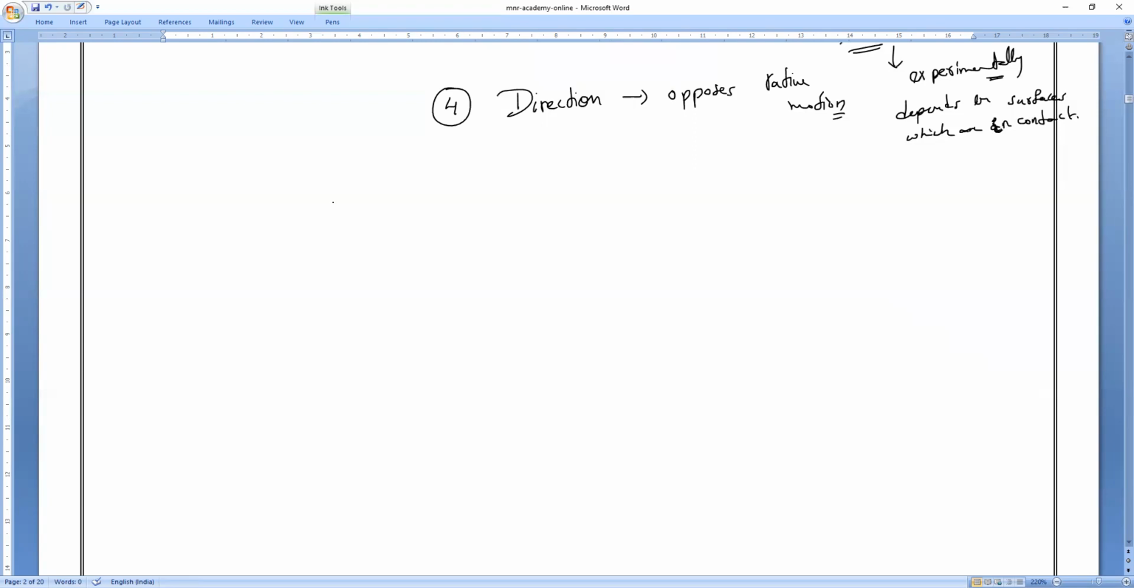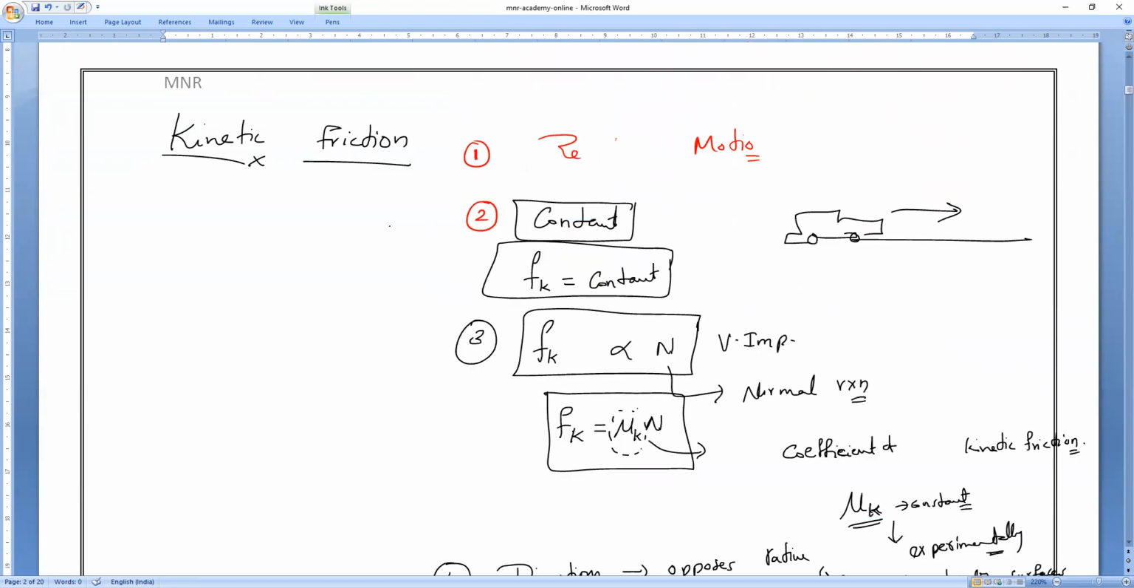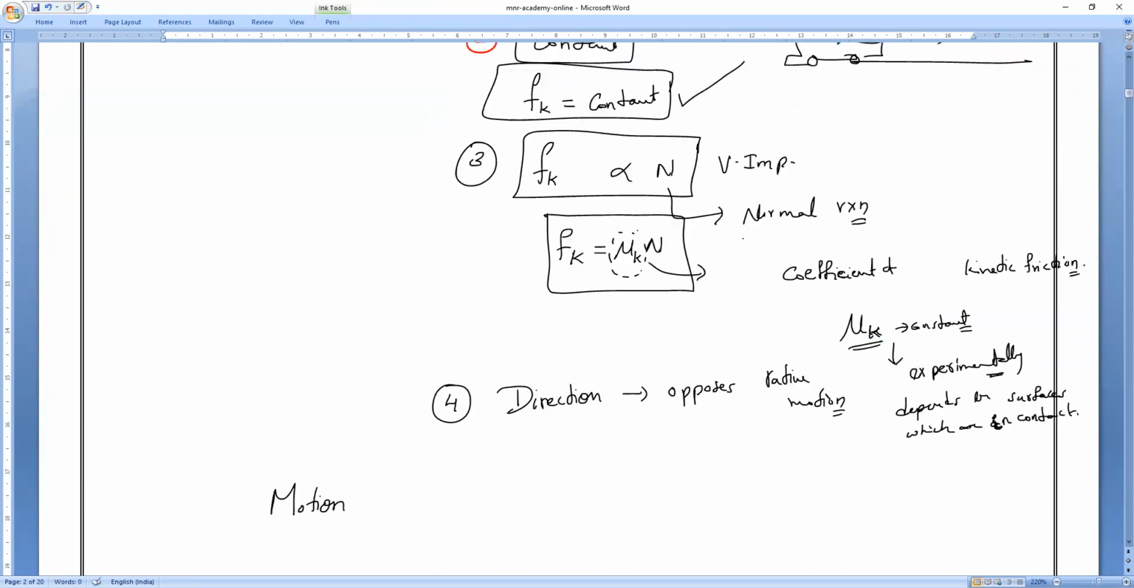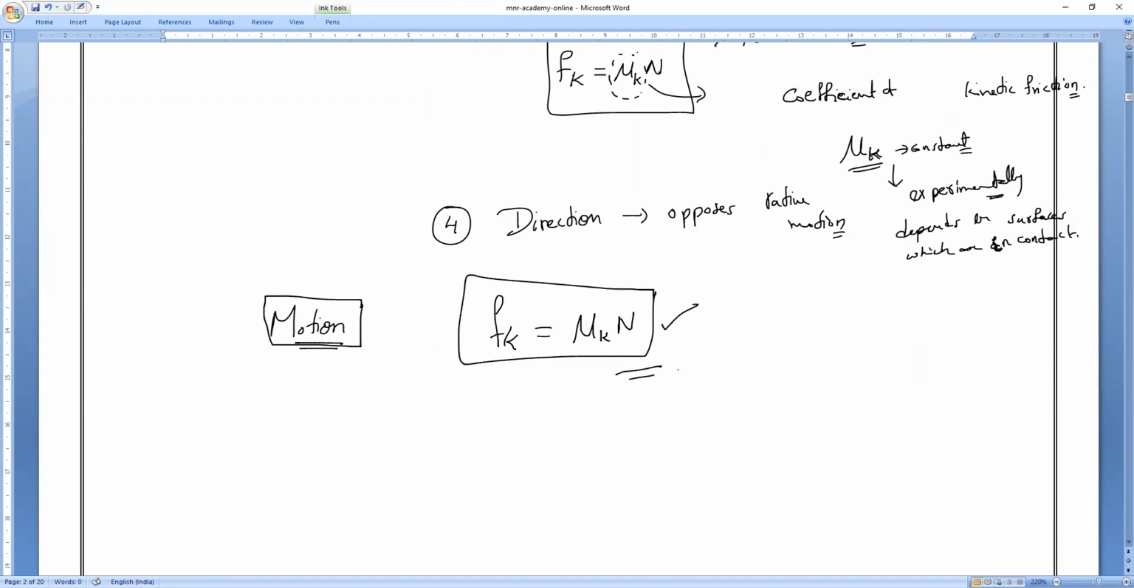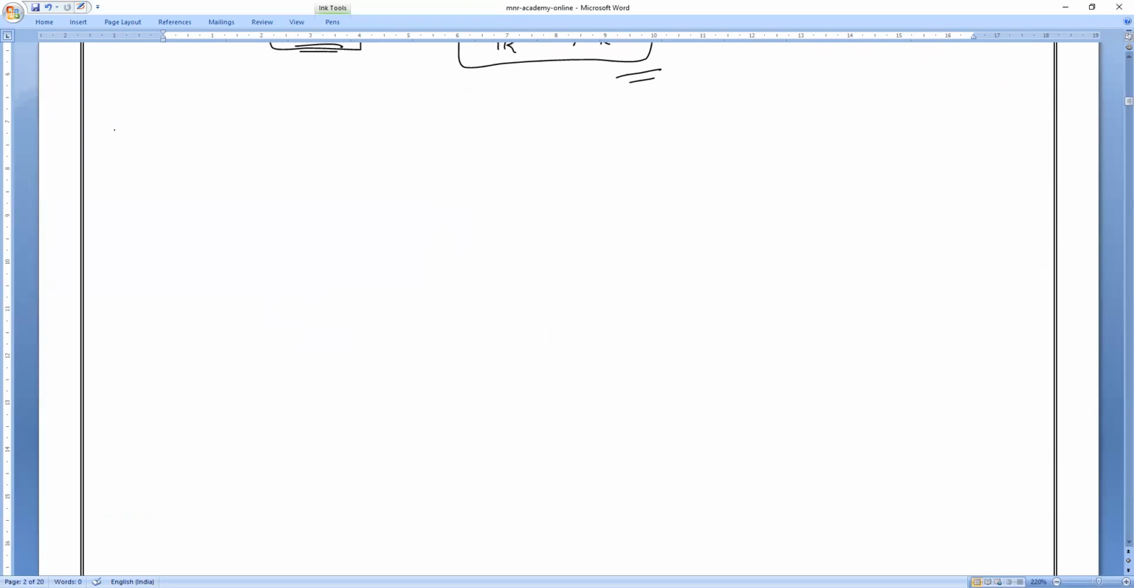So kinetic friction always remains constant. Understand? Second point, kinetic friction always remains constant. We assume kinetic friction when the body is in motion. So Fk is equal to mu k into N. That is the formula for kinetic friction. So this is kinetic friction and the coefficient of kinetic friction. Now, let us solve the numericals related to that so that you will all understand. Till here, everybody clear?